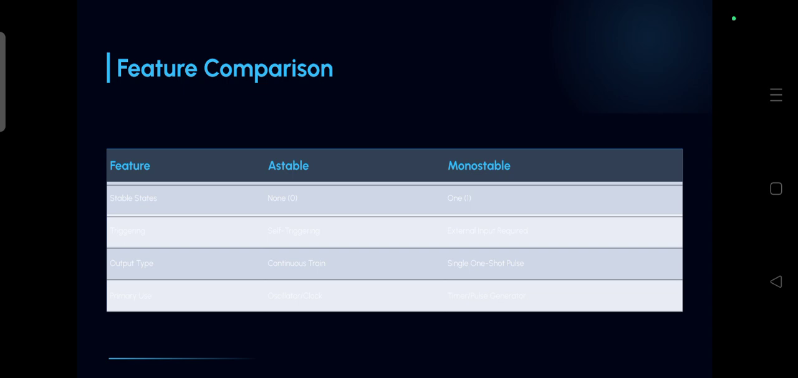And the third feature is output type. In an astable multivibrator, the output type is a continuous train of pulses. In a monostable multivibrator, the output is a single short pulse. And the fourth feature is primary use. In astable multivibrators, the primary use is oscillators and clock pulses. In monostable multivibrators, the primary use is as a timer or pulse generator.